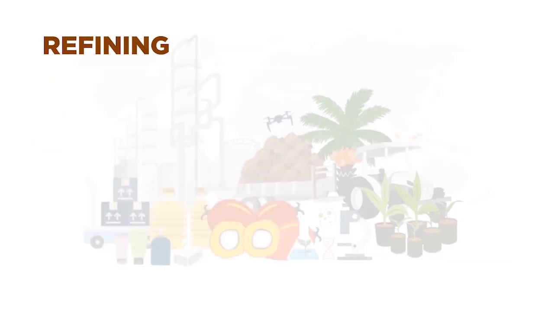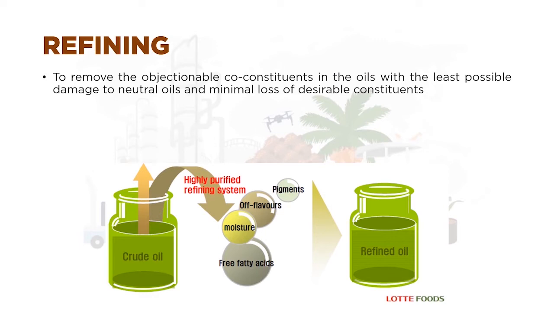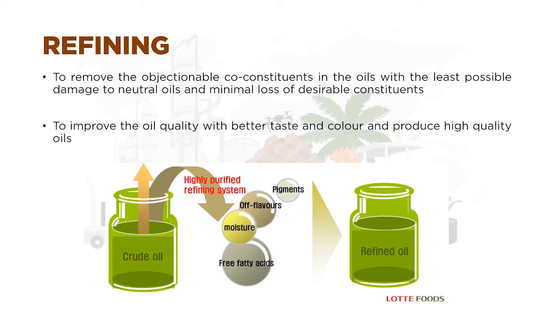So the next step of the processing of confectionery fats is the refining process. The aim of the refining process is to remove the objectionable co-constituents in the oils with the least possible damage to neutral oils and minimal loss of desirable constituents. This process also improves the oil quality with better taste and color, and will produce high quality oils.